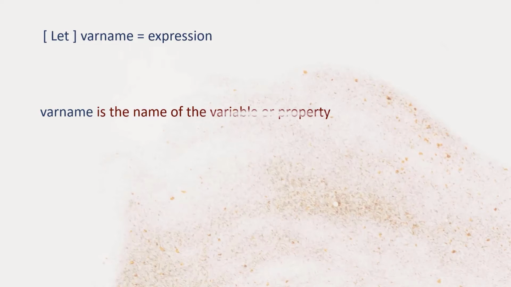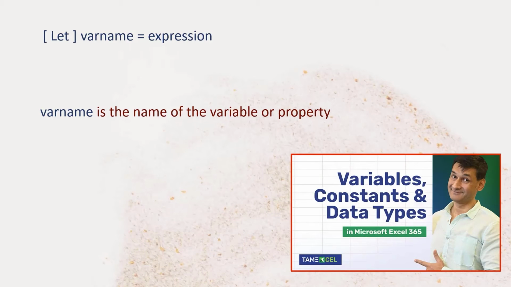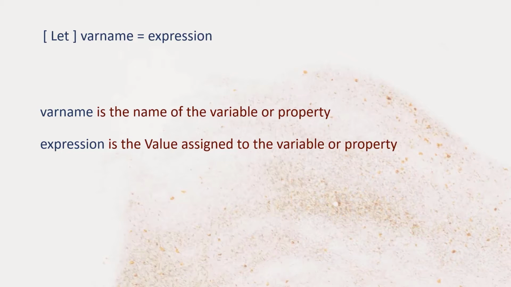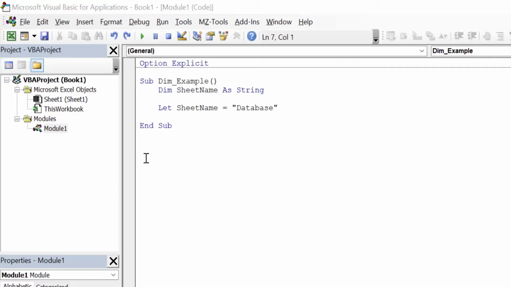The varname is the name of the variable or property, which follows standard variable naming conventions as mentioned in my video, VBA Variables, Data Types and Constants. And expression is the value assigned to the variable or property. So we can delete the Let and keep this as sheetName = "Database" and it will work.